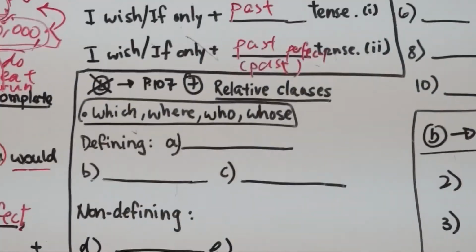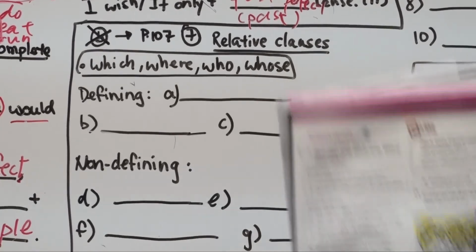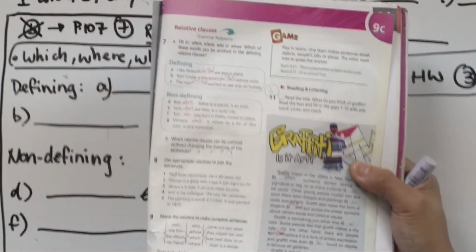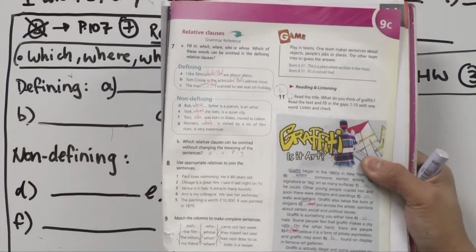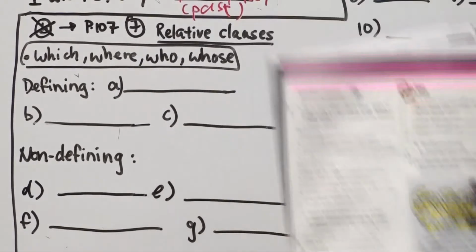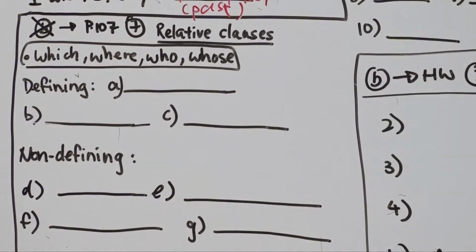Relative clauses. We know what relative nouns are, right? Do you know relative nouns? The WH words, or the W words. So here, part 7, relative clause, same as your book on the whiteboard. Relative clauses are the sentences which the relative pronouns refer to.